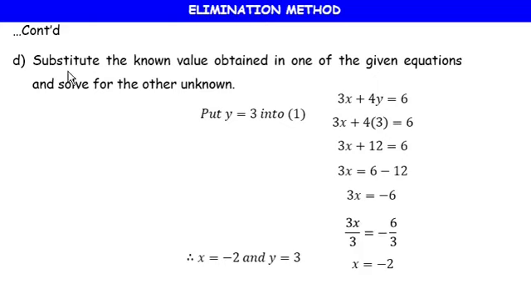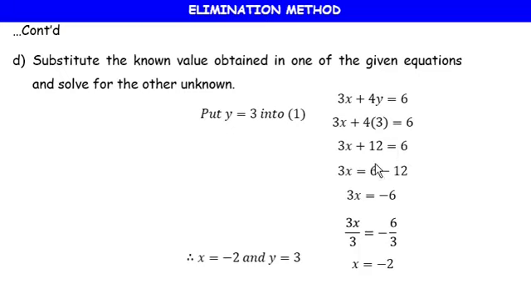So let's continue with the steps. After finding the value of one of the variables, you substitute it in any of the other equations to find the other unknown variable. So here we know that our y is equal to 3. So let's put y equals 3 into equation 1. Our equation 1 was 3x plus 4y is equal to 6. Wherever we see y, we replace it with the number 3. So you're going to have 3x plus 4 times 3 is equal to 6. 4 times 3 is 12, so 3x plus 12 is equal to 6.